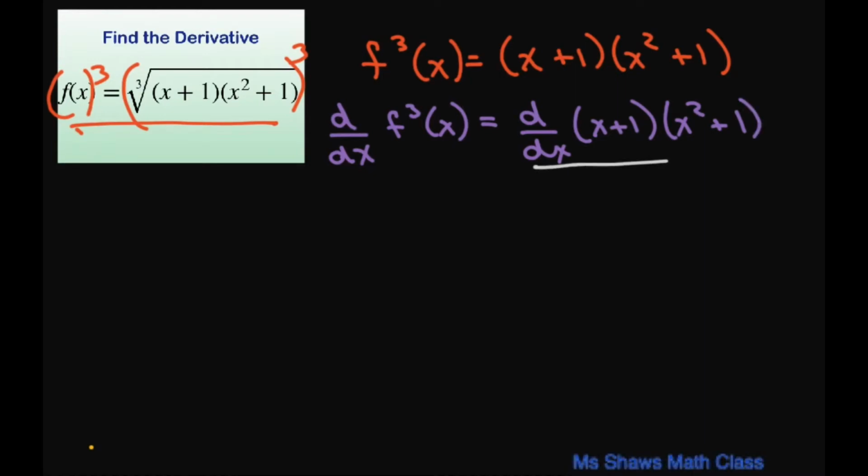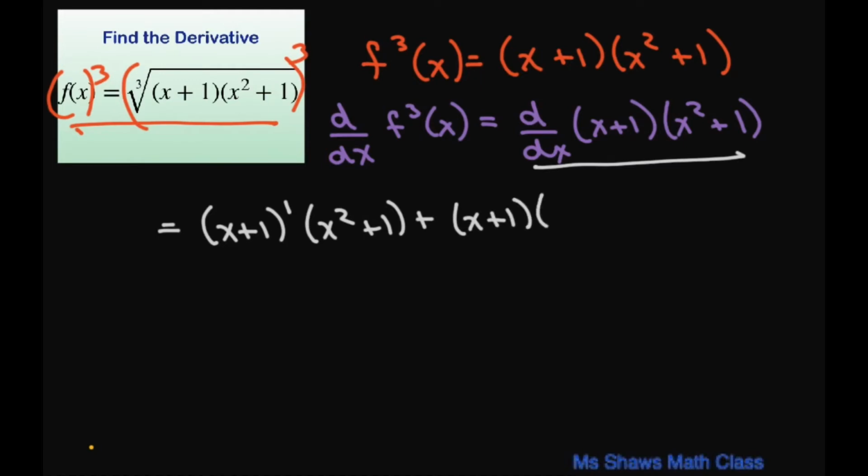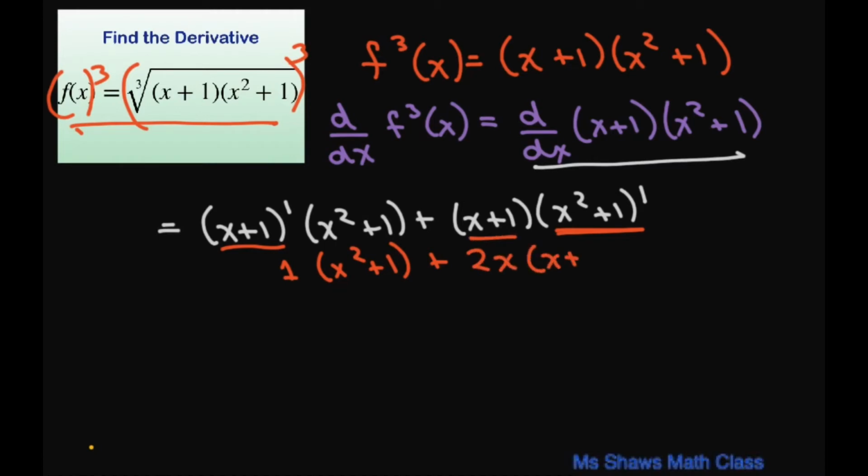So let's just work on this side first. Using the product rule, you're going to take the derivative of your first term times the second term, plus your first term times the derivative of your second term, so that's (x squared plus 1) prime. The derivative of this is just 1, so you get 1 times (x squared plus 1), plus the derivative of this is 2x, times this one, which is x plus 1.